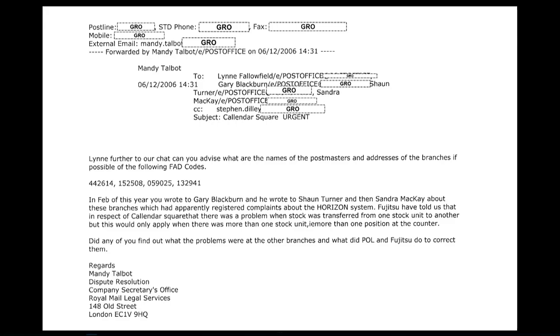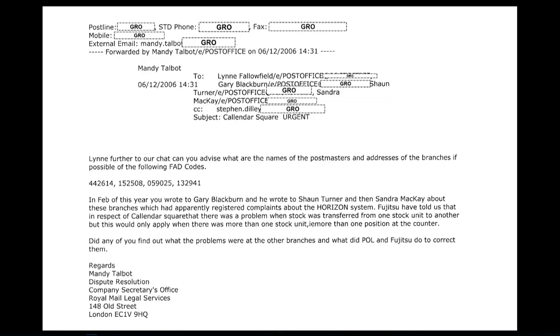In February of this year, you wrote to Gary Blackburn, and he wrote to Sean Turner and then Sandra McKay about these branches, which had apparently registered complaints about the Horizon system. Fujitsu have told us that in respect of Calendar Square, there was a problem when the stock was transferred from one stock unit to another, but this would only apply when there was more than one stock unit, i.e. more than one position at the counter. Did any of you find out what the problems were at the other branches, and what did Fujitsu do to correct them? Can you recall your involvement in the Calendar Square bug?